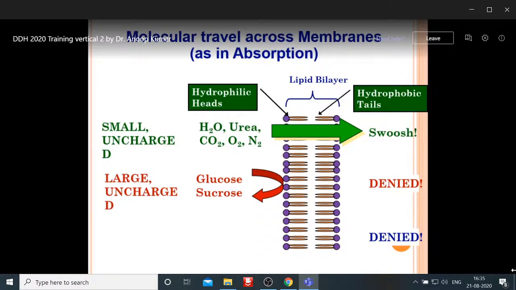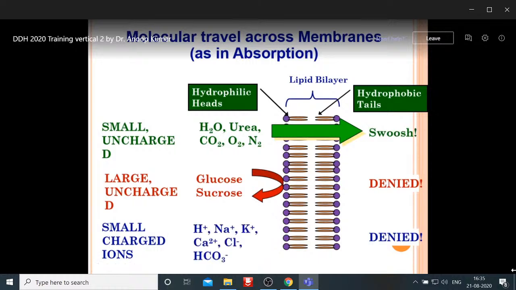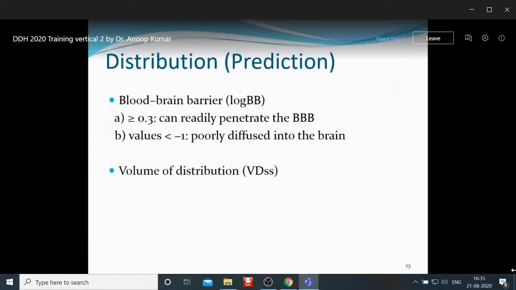But it doesn't mean these molecules will not cross the cell membrane. They will cross, but through other processes like active transport, where they need energy. Another scenario: if your molecule is small but a charged ion, it will also not cross through passive diffusion, like hydrogen ion, sodium ion, potassium ion, calcium. They will be transported through carrier mediated or active transport systems. So depending upon the nature of the molecules, we get a sense of which process it will use to cross the cell membrane. And according to the process, you can decide whether the Lipinski rule of 5 predictions will help or not, depending upon your molecule's physicochemical characteristics.